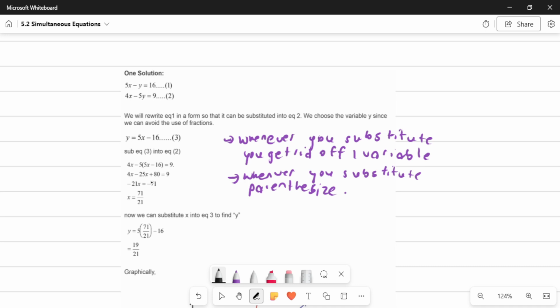You owe them 21 rand. If I subtract 80 on both sides, I get minus 71. Therefore, x is equal to 71 over 21. Right. Now, what do you do with this x? Remember, you need to find two solutions. You need to find one x and one y.